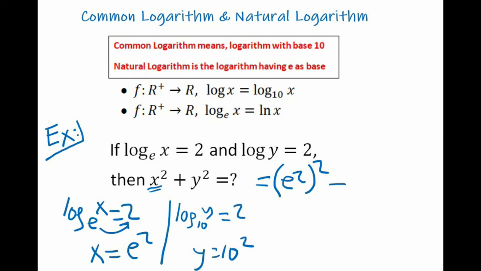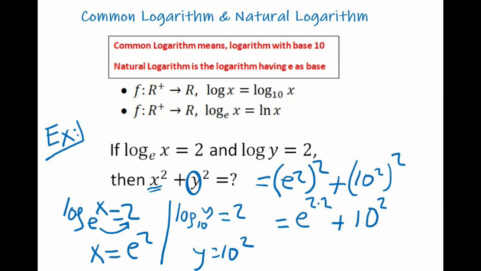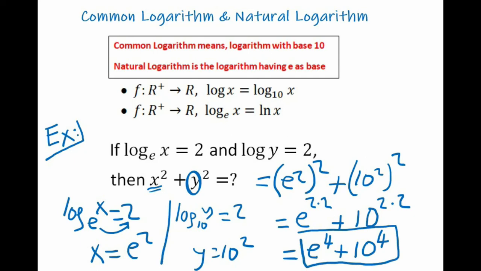And if we put y, which is 10 squared, into the expression, the question becomes 10 squared, squared. If you remember the powers and exponents subject, when you take the power of a power, you need to multiply the powers. So e squared, squared is going to be e to the power of 2 times 2, plus, from the same logic, 10 to the power of 2 times 2. So the first term is e to the power of 4 plus, from the second term, 10 to the 4th power. So this is the final answer, guys, which is x squared plus y squared.